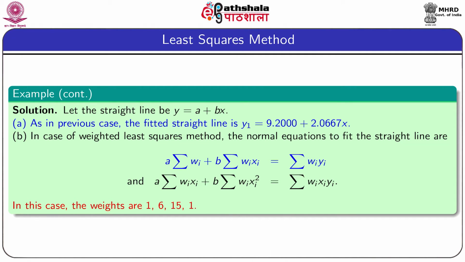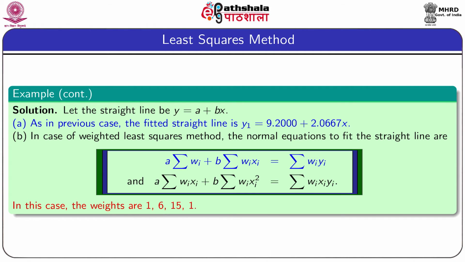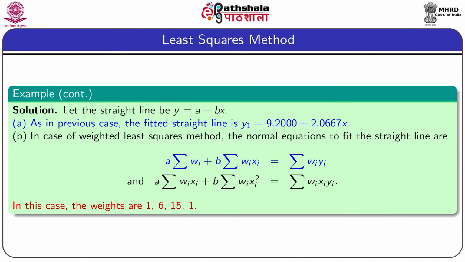Now we consider the weights of the sample points. The first normal equation is a into summation wi plus b into summation wi xi equal to summation wi yi, and the second normal equation is a into summation wi xi plus b into summation wi xi square equal to summation wi xi yi. In this case the weights are 1, 6, 15 and 1. Note that the first and last sample points have the same weights, which are 1 and 1.